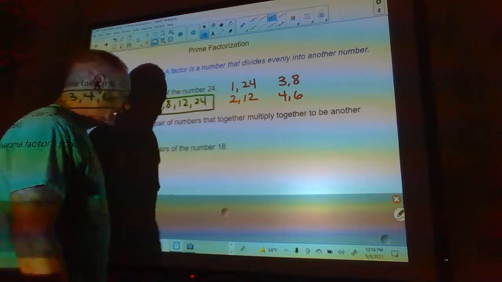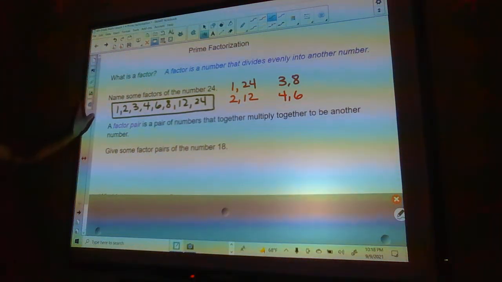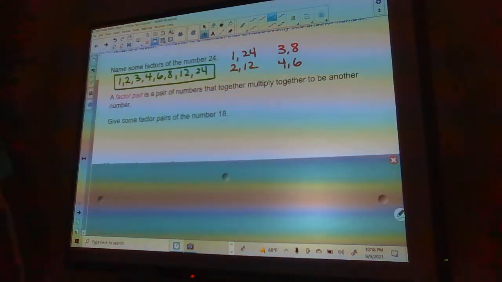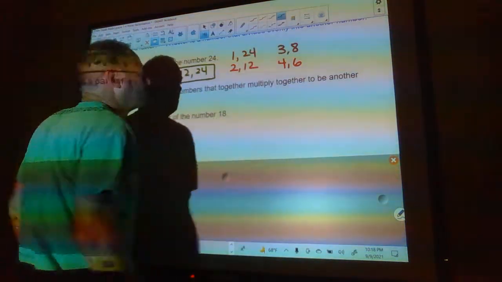Okay, so you give me some factors of 18. Just kind of pause the video real quick, write out the factors of 18, and then jump back on and see how you did. See if you got them all.